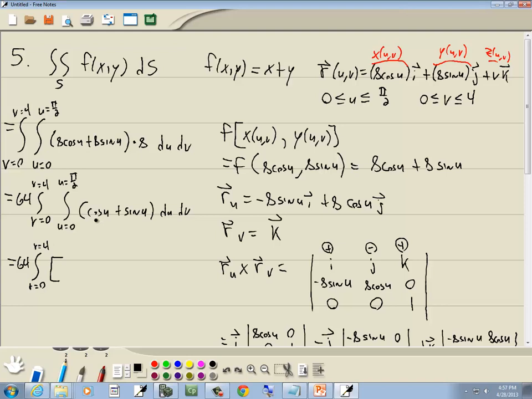Take the integral of that. The integral of cosine is sine, so we've got sine u. And the integral of sine is negative cosine, so that's negative cosine u, from u is equal to 0 to u is equal to pi over 2, d theta, or dv.